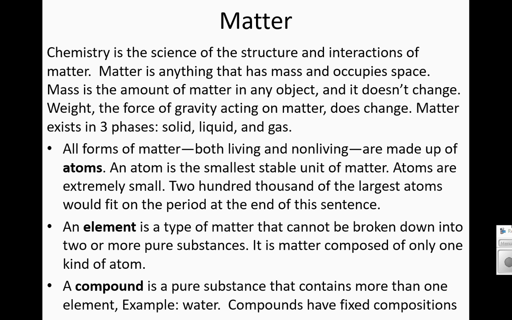functionality. Okay. All forms of matter, both living and non-living, are made up of what we call atoms. An atom is defined as the smallest stable unit of matter. Atoms are extremely small. 200,000 of the largest atoms would fit on the period at the end of this sentence, which is pretty amazing. An element is the type of matter that cannot be broken down into two or more pure substances. It is matter composed of only one kind of atom.